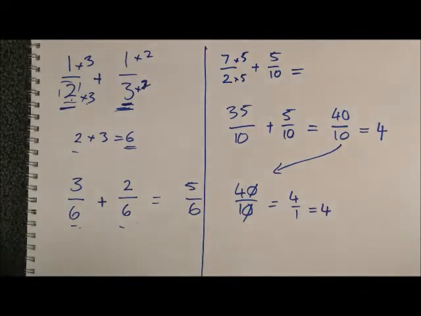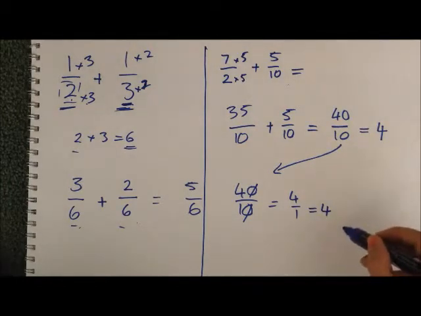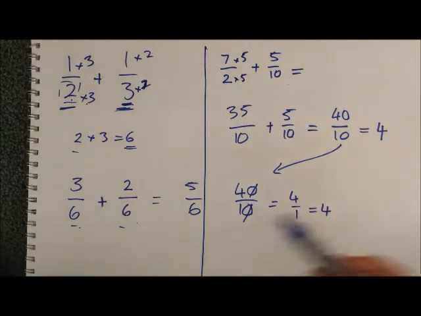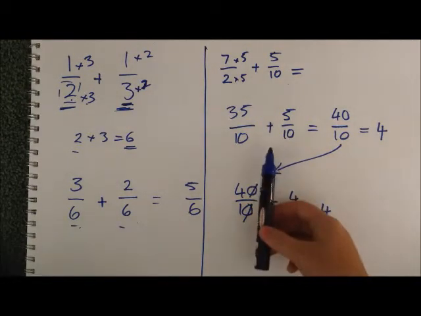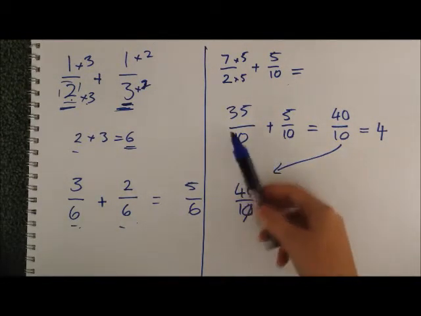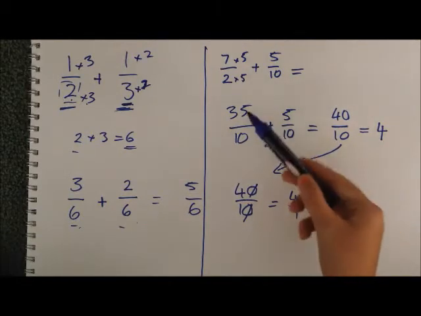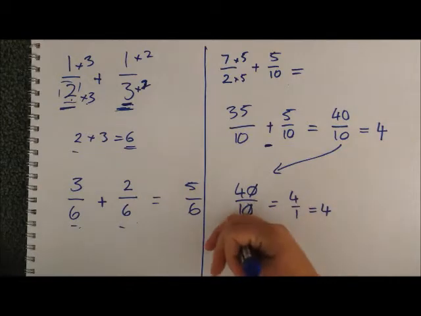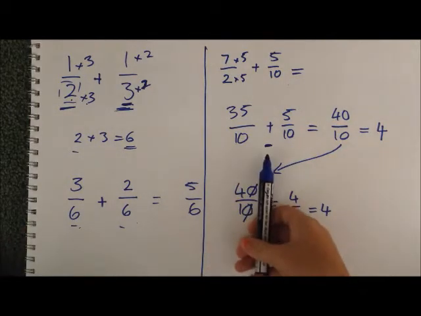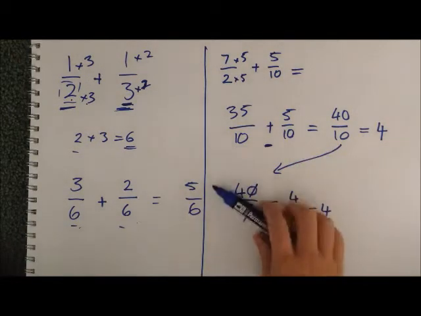Okay, I hope I helped. It's just a quick trick on how to add fractions. Also, quick note, subtracting is exactly the same, except say if this were a minus sign, you would take 5 away from 35, so it would just be 30. Same principle, it's just you've got to take away instead of add. Done.